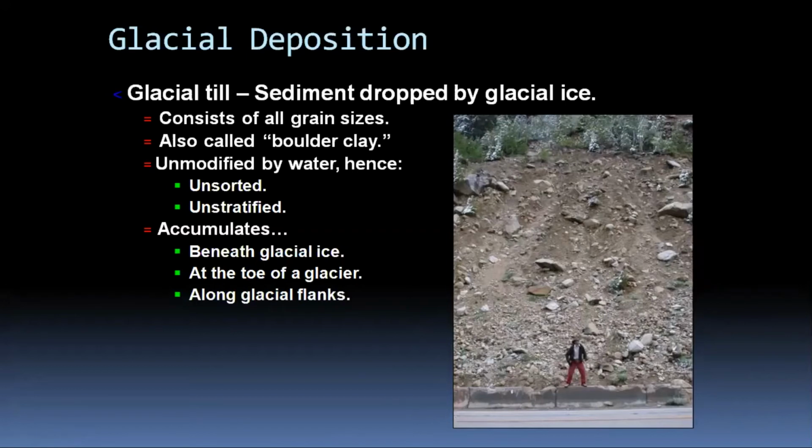तो accumulation कहाँ पर होती है? Beneath the glacial ice, okay, at the top of the glacier and along the glacial flanks. Whenever the glaciers move, they accumulate the sediments as a result of interaction with the bedrock, as a result of normally in conditions when the glaciers are losing their power and losing their energy to transport the sediments, what they do, they just deposit.